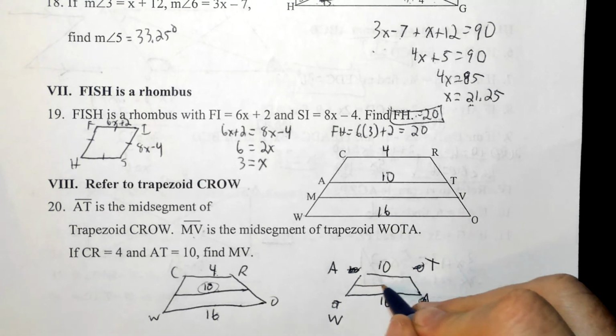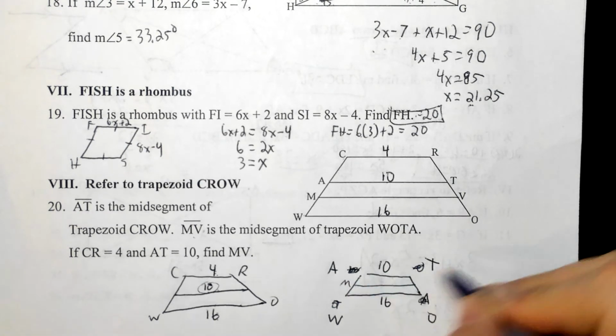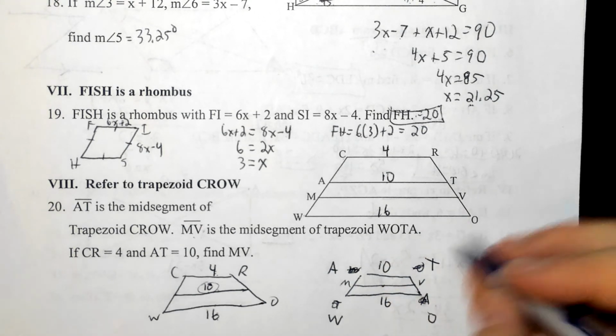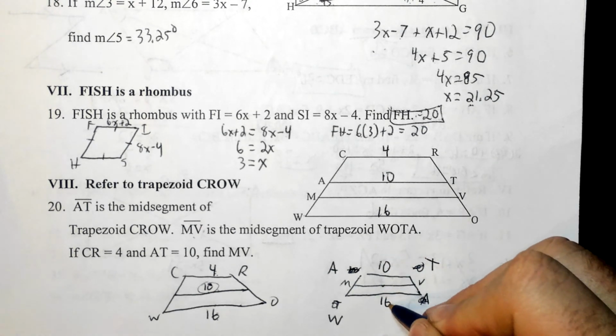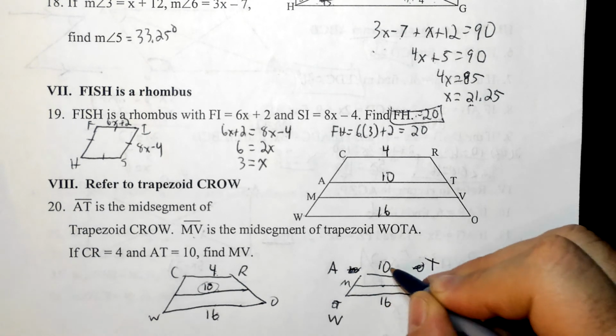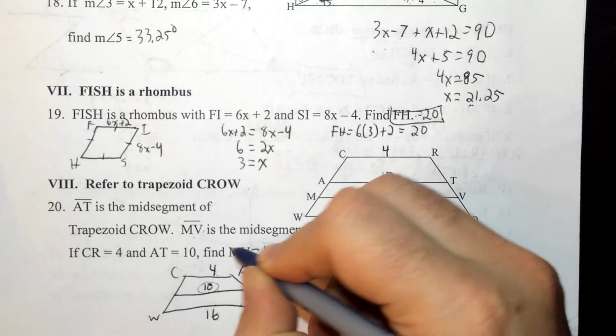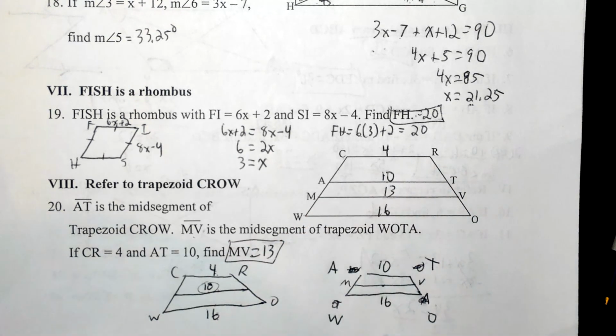And now I've got here MV, that's the midsegment of this trapezoid, and I just take the average again. 10 plus 16 is 26, divided by 2 is 13. So my midsegment here, MV, is going to be 13.